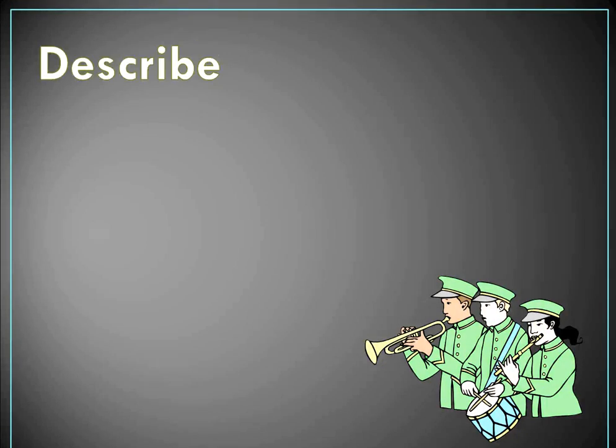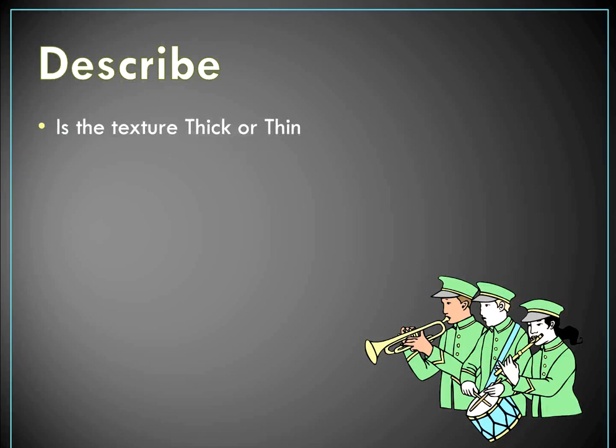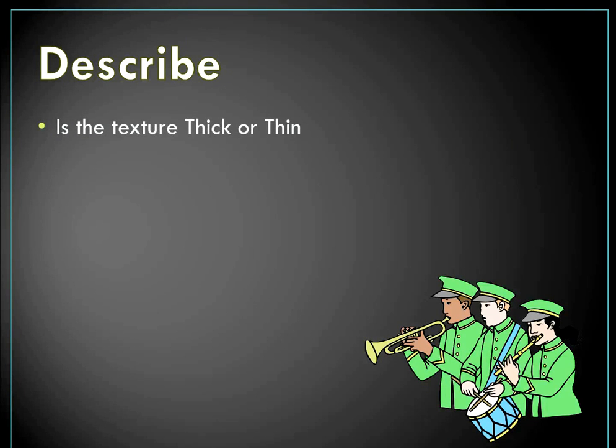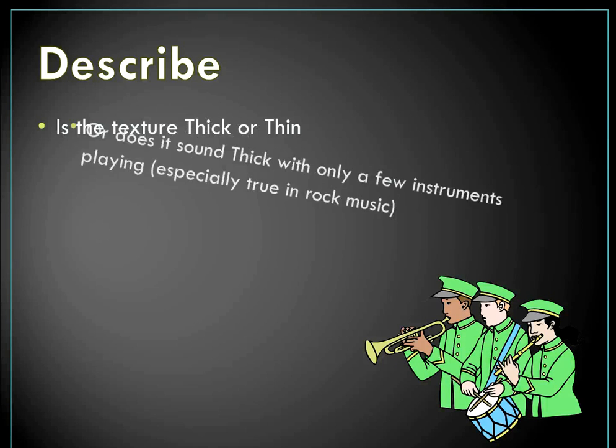So, when you're describing texture, you have to think about is the texture thick or thin? And if you have a look at the little picture there, we've got three little instrumentalists. We've got a flute, a snare drum or a side drum, and a trumpet. Now that texture would actually be quite thin because it's only a trio. Okay, but if you had an orchestra, that would be really thick. So you can imagine things in between. They're thick, thin, medium, whatever it is.